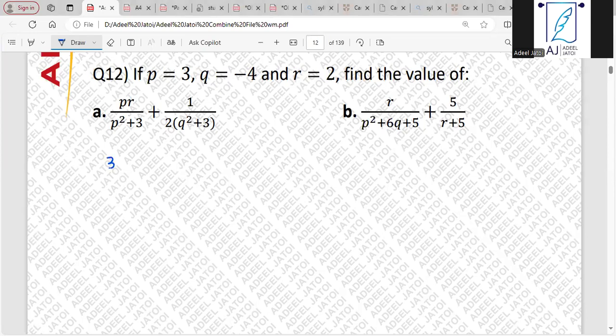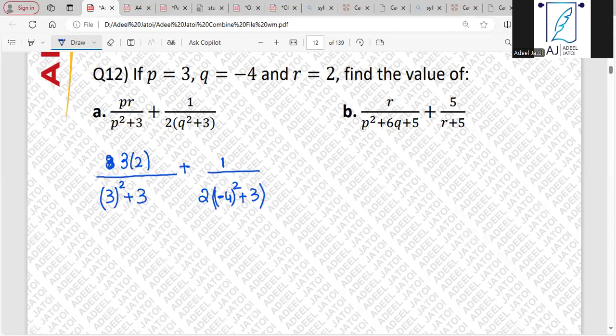So P is 3, right? And R is equal to 2. And let's say P is 3, so this would be square plus 3, right? Plus 1 upon 2. Value of Q is minus 4, and we'll just do square over it, plus 3. So we have substituted each and every value that is there in the question, right? In all the algebraic values.